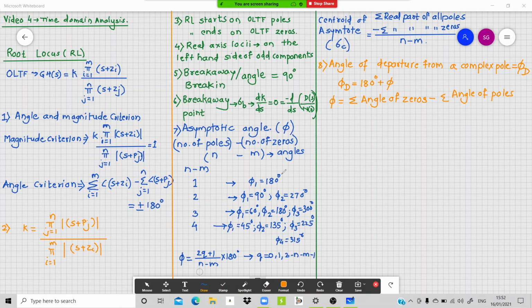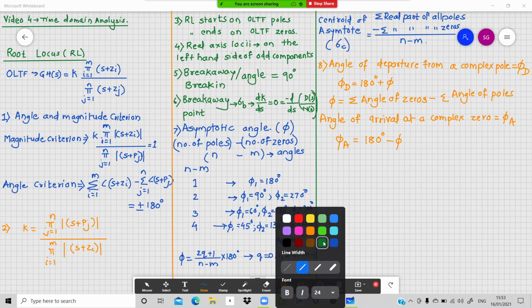On the reverse side, angle of departure, on the same line, angle of arrival. Angle of arrival at a complex zero, that is phi A. The formula for phi A is 180 minus phi. Again the calculation of phi is the same, right?